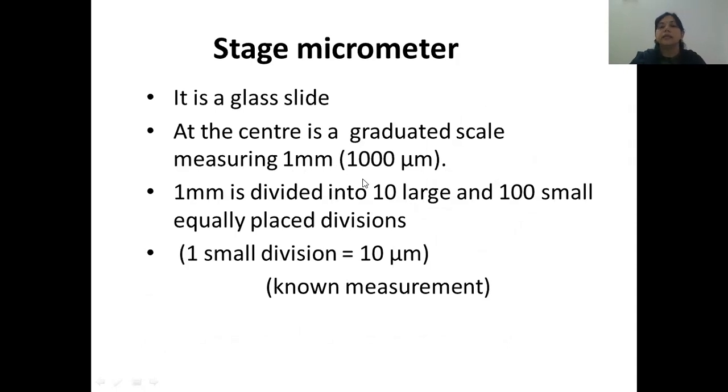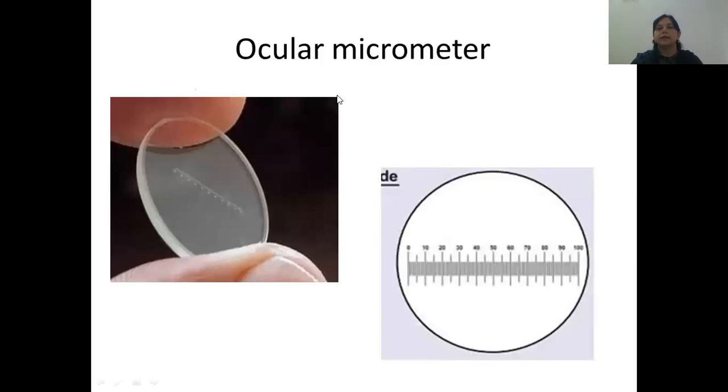1 millimeter is made up of 1000 micrometers or 1000 microns. So here the scale is divided into 10 large and 100 small equally placed divisions. That means one small division is equal to 10 micrometers. So you have 100 divisions, 100 into 10 gives you 1000, and that is 1 millimeter. So one small division in a stage micrometer measures 10 microns. This is a known measurement. It does not change.